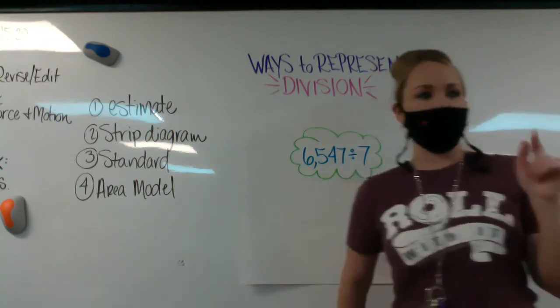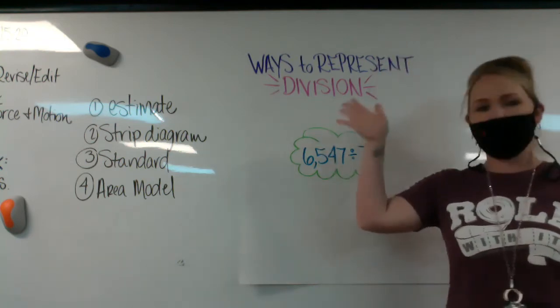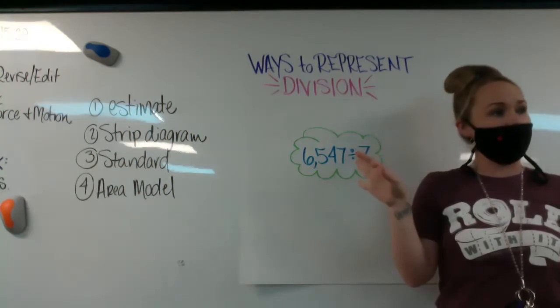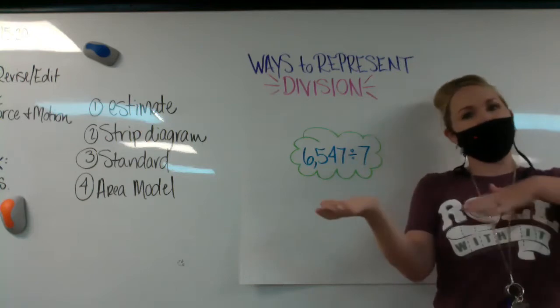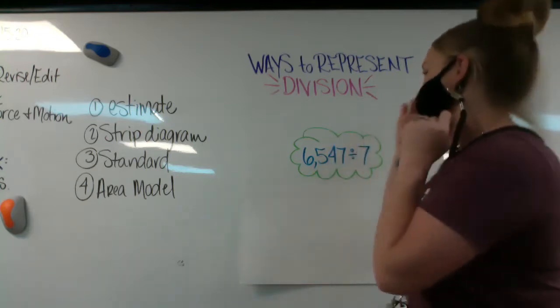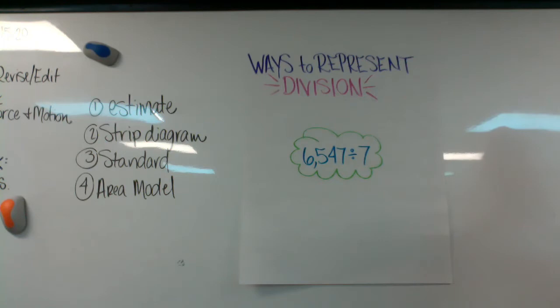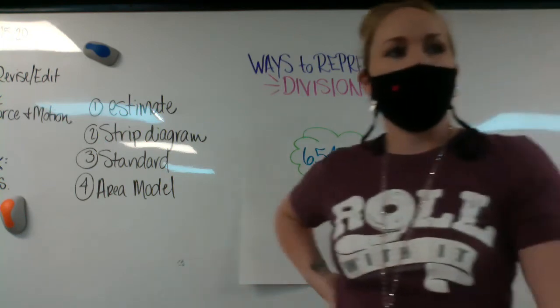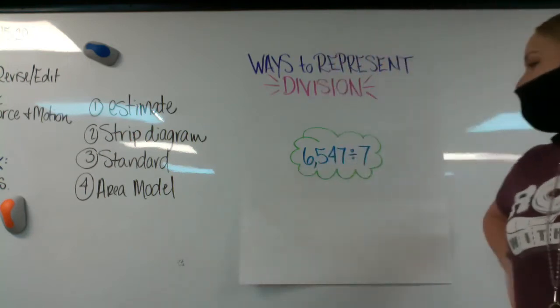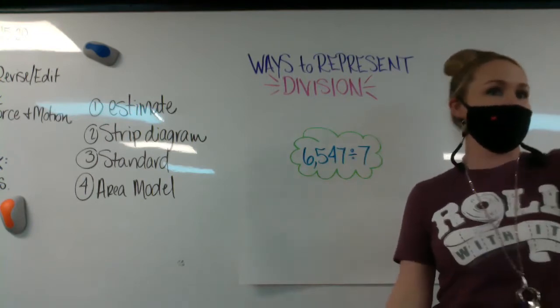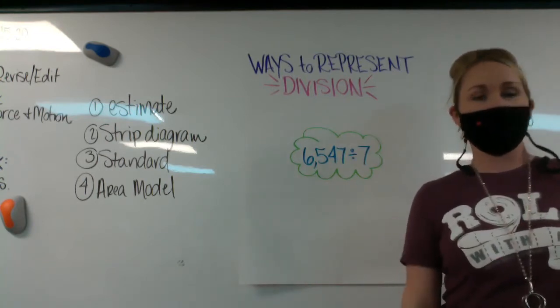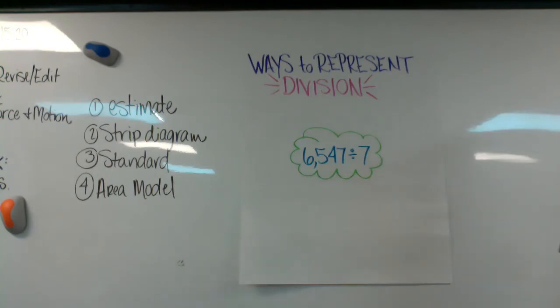So the first thing I want to do is estimate. Let's estimate the quotient, because that's my easy math. And that way, whenever we actually solve it, I can see if the estimate was close to the actual answer. So to estimate this, what does estimate mean to do, y'all? It means to round. What place value do you think would be the easiest to round to? What do you think, Justin? I think the easiest place to round to would be the hundreds place.